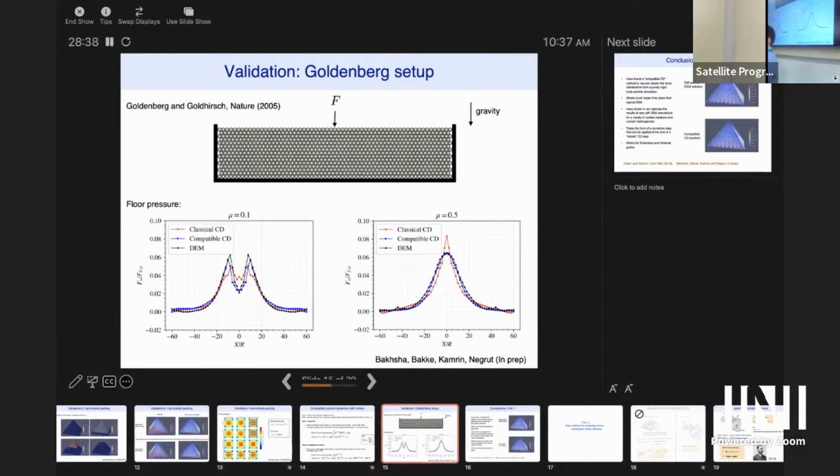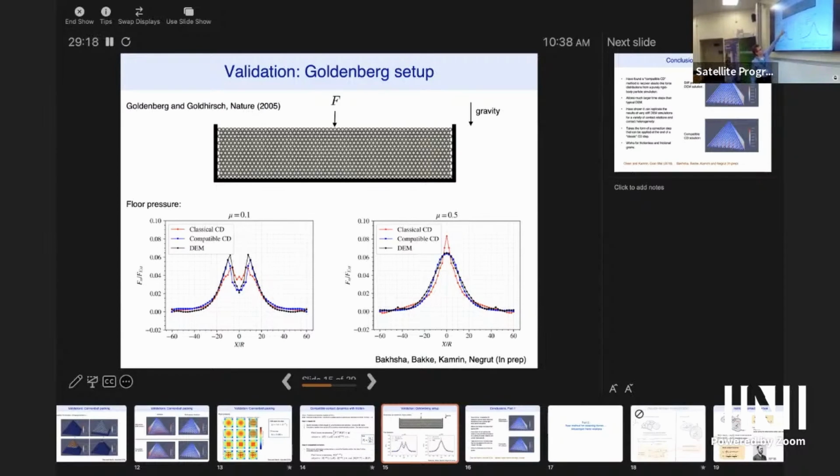Goldenberg and Goldhirsch did this problem where you've got a packing of, I guess they use spheres, and you have gravity, and then you press on this particle in the middle, and then you ask, what's the contact pressure on the floor? And you can change the friction coefficient and see what answer you get, okay? And so here, DEM is the black, obviously. If you just do regular CD, this is projected Jacobian, you'll get the red, and compatible CD gives you the blue, right?